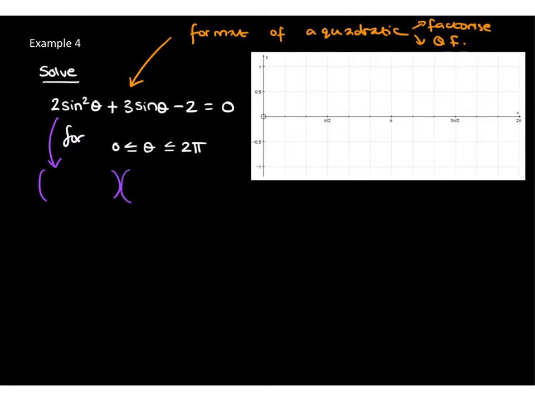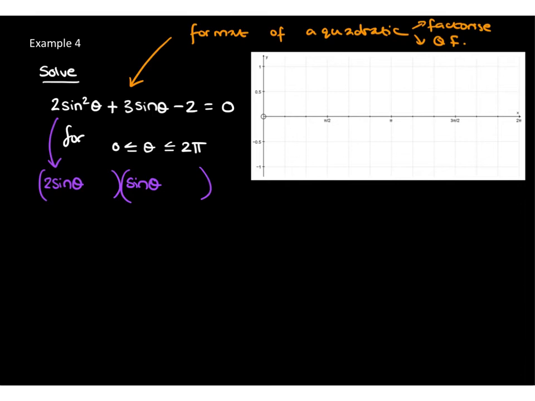So my brackets, one of them is going to have to be 2 sine theta, the other one is going to have to be sine theta. Make sure you practice the factorisation yourselves. Don't just copy this down, that's too easy and you're not learning. Make sure you have a go at doing the factorisation yourself.